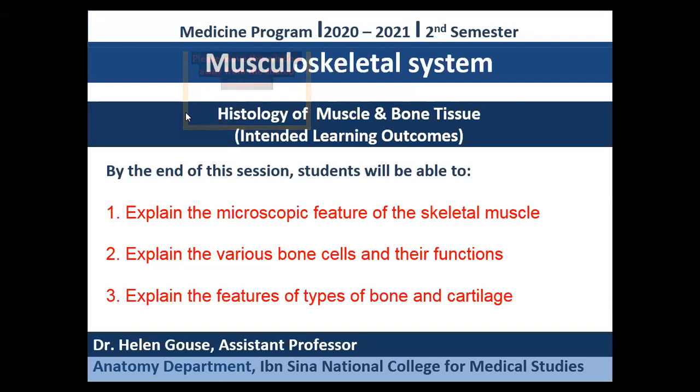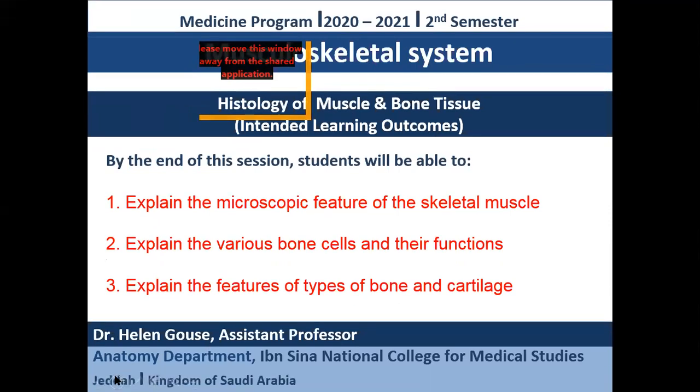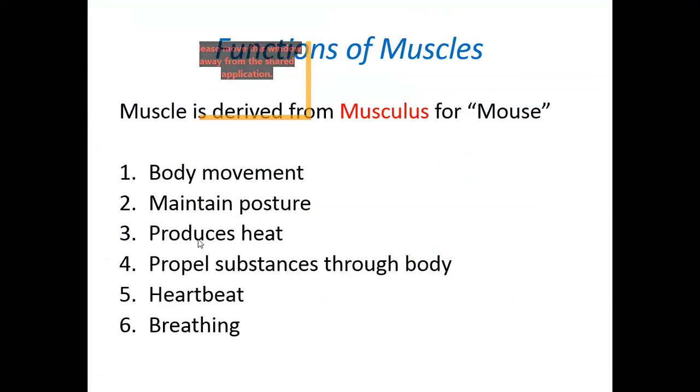Okay. Histology of the musculoskeletal system. We deal with histology of the muscle, bone, and cartilage. So we're going to see the explanation of the microscopic structure of the skeletal muscle, then about the various bone cells and their function, and also explanation related to the types of bone and the types of cartilage. Okay. So I hope it will be a good refreshment for all of you.